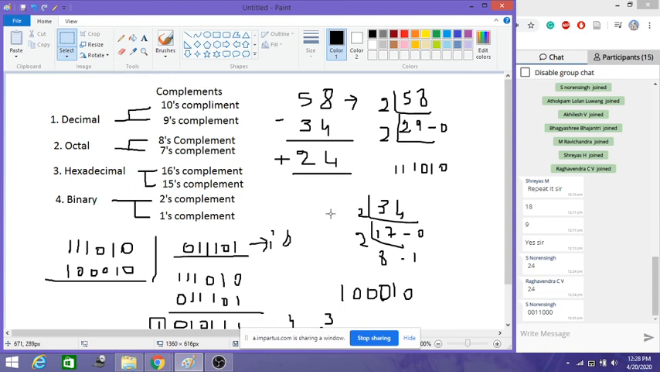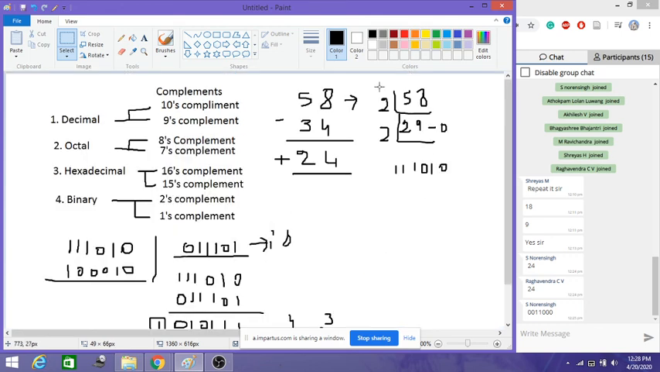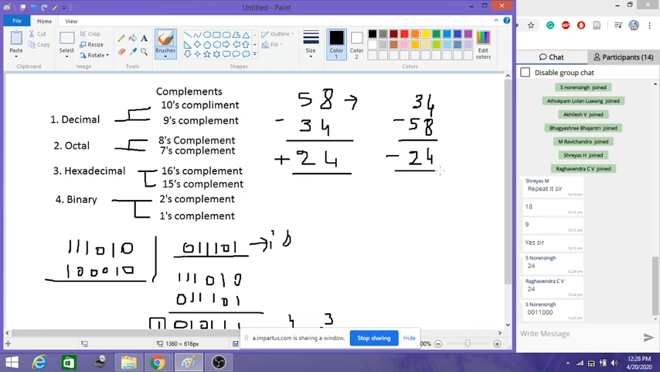I'll clear this entire area. I'll clear this unwanted area here, and I want to show you one more interesting thing. Now let us reverse this case. For example, we want to subtract 34 by 58. What is the answer? The answer is minus 24, right? The answer is minus 24.